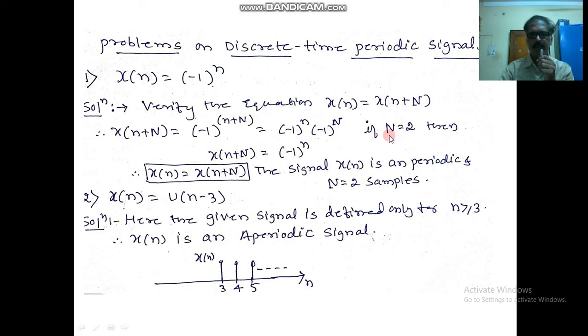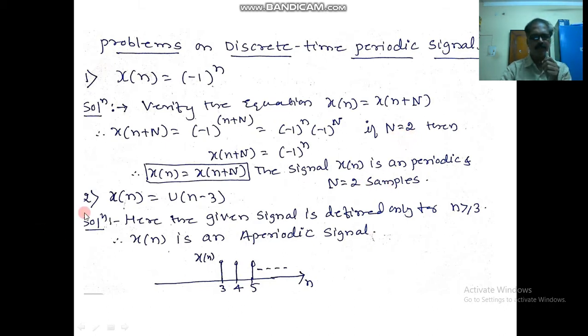Therefore, if capital N equals 2, (-1) to the power of capital N is 1. 1 times (-1) to the power of n is (-1) to the power of n. Then x of n plus capital N is equal to x of n. Therefore, the signal x of n is a periodic signal and its fundamental period is 2 samples.